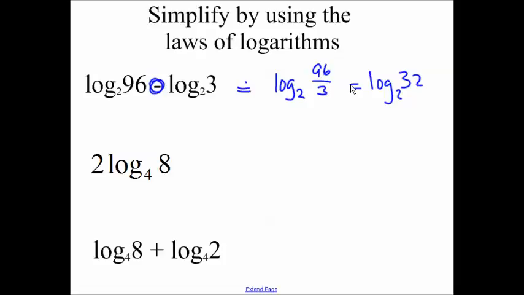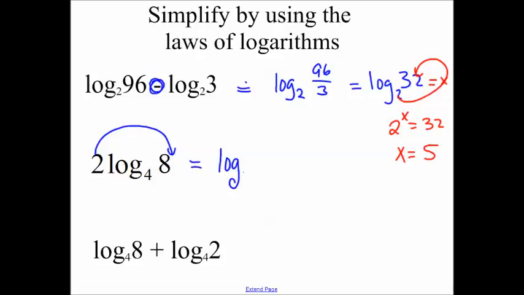Now we could evaluate that if we want, because if that equals x, turn it exponential, 2 to the x equals 32, and we ask ourselves what power of 2 gives us 32? And our answer is 5. All right, here we can do the same thing here. I get to move that 2 up. So I can write log base 4 of 8 squared, not times 2, 8 squared, which is the same thing as log base 4 of 64. Again, if we wanted to evaluate, we could do it. But let's just work with the properties for now.